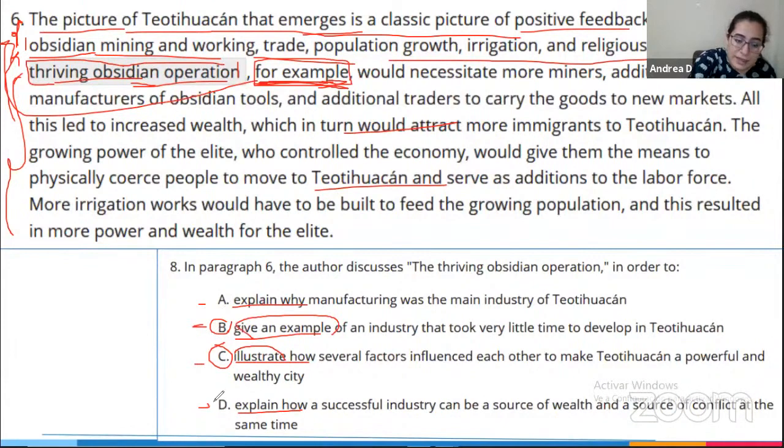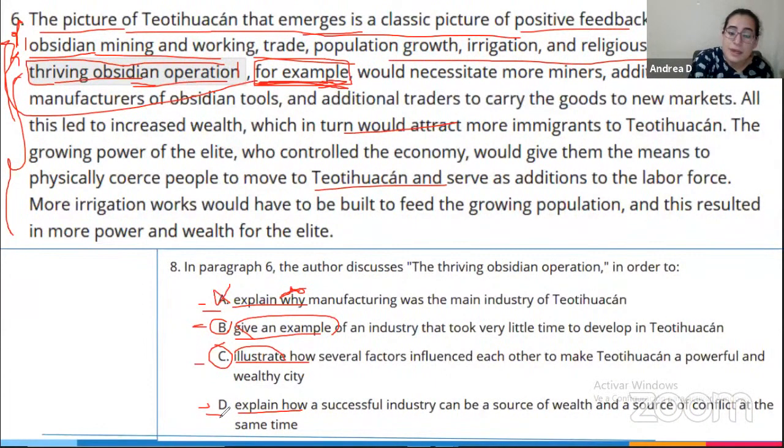Now, option A and D, though, they are not really going there. Option A, for instance, says explain why. So if you have something like explain why, you would need a because here. You would need something like the picture of Teotihuacan that emerges is a classical picture, because the thriving obsidian operation would necessitate more miners, right? Or since, or as, whatever. But that's explaining why. So A couldn't be the answer.